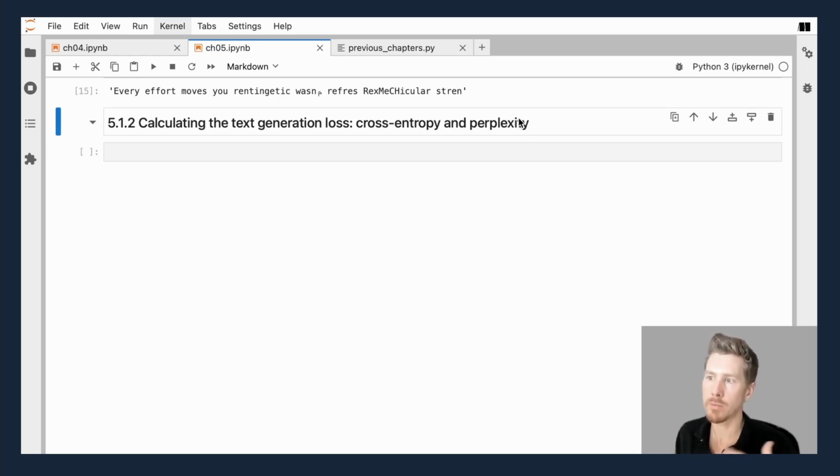We will also briefly talk about a related measure, the perplexity of a text. You might have heard of perplexity before. We will also briefly talk about how perplexity is related to cross-entropy. But we will tackle this one step at a time.